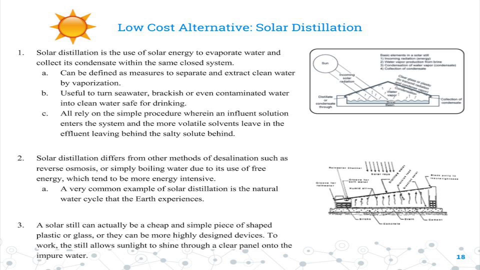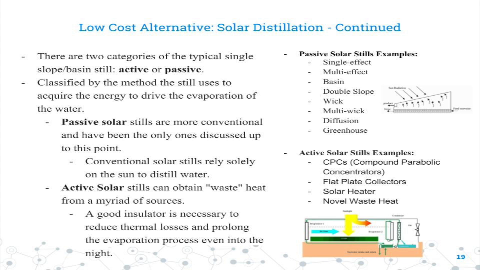This all relies on a simple procedure where an influent solution enters the system and the more volatile solvents evaporate from the influent, leaving a salty solute behind. This system differs from other methods, such as reverse osmosis or boiling water, due to its use of free energy, while these other systems tend to be more energy intensive. Now, a solar still can actually be pretty cheap, a simple piece of shaped plastic or glass, or they can be highly designed devices. But to work, they all allow sunlight to shine through a clear panel onto the impure water.